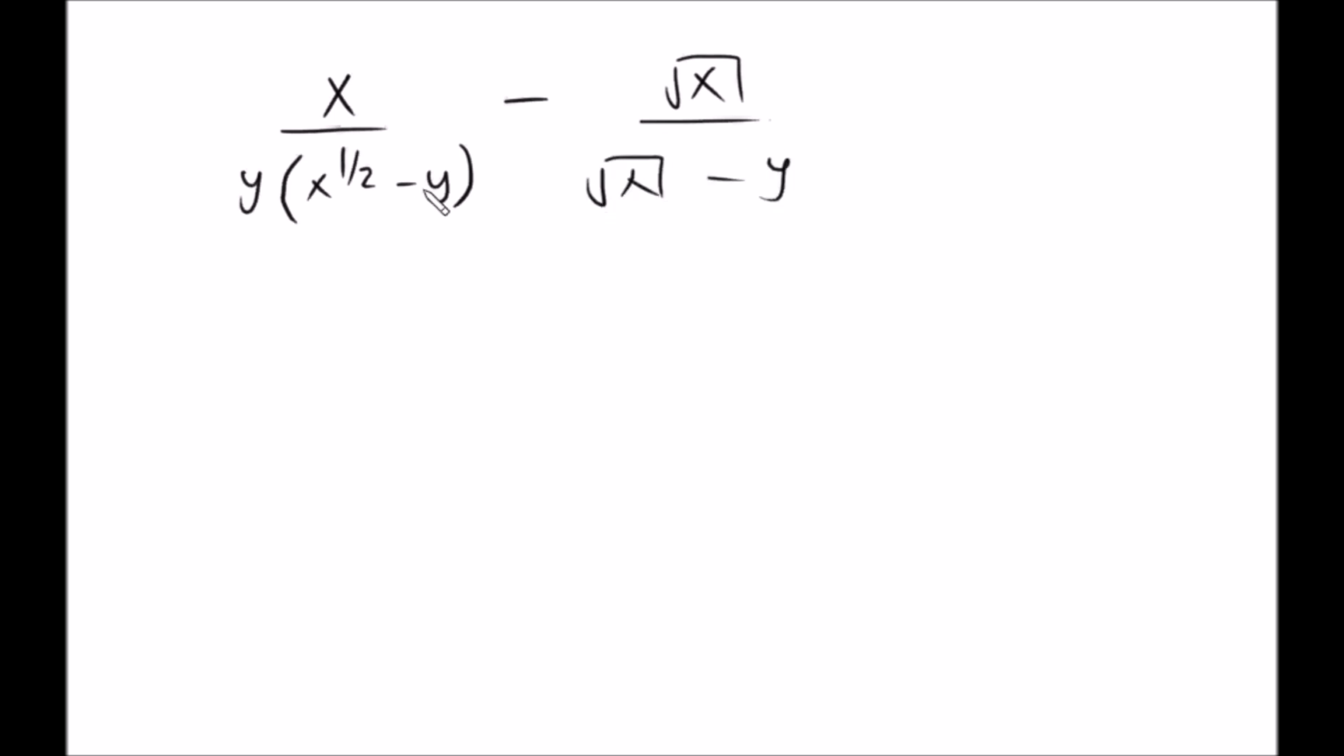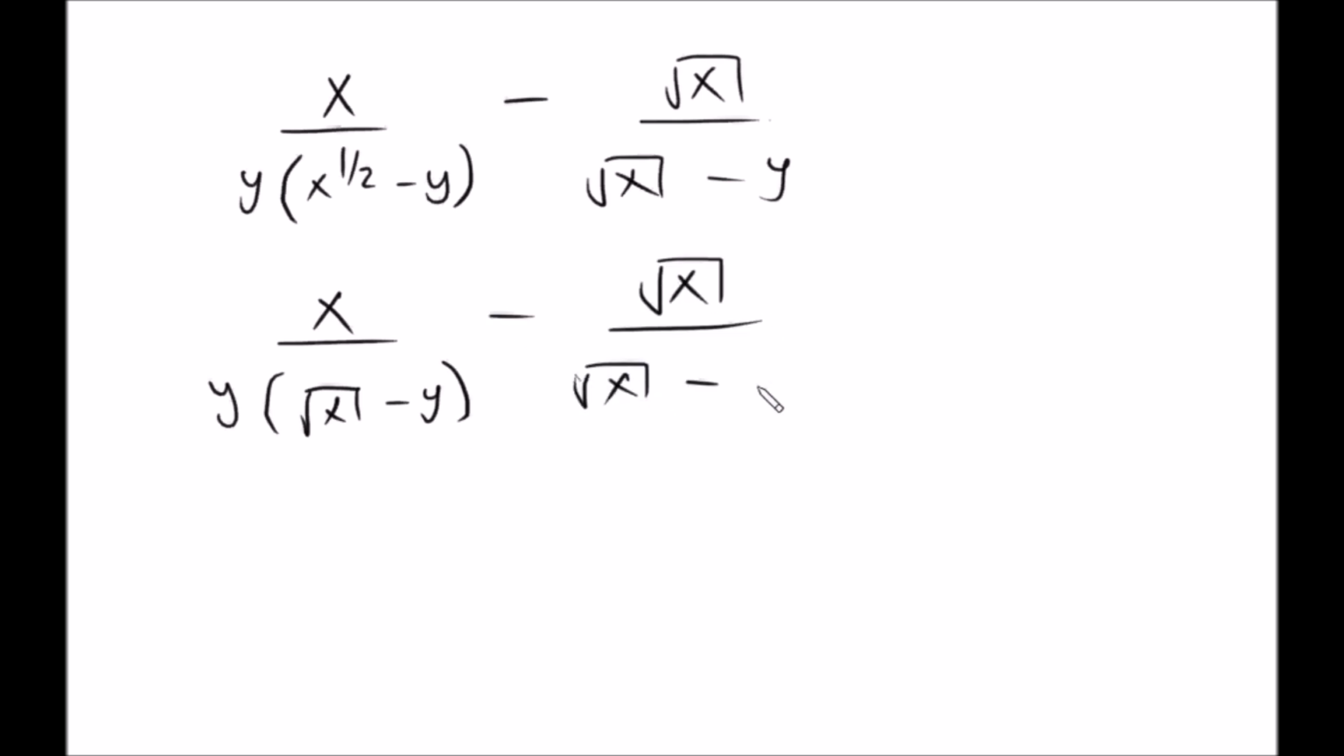Tunabaki na x juu peke yake, y. So we're gonna have x power half minus y minus the square root of x. So we have the square root of x minus y. So x power half is the square root of x. Kwa hiyo unaweza kuiandika tena like this. Square root of x minus y minus the square root of x over the square root of x minus y.